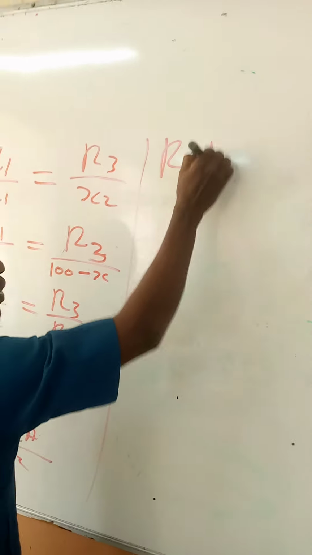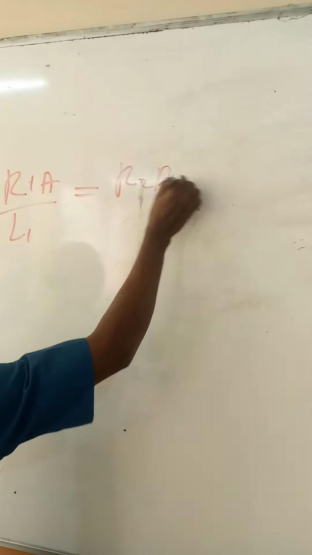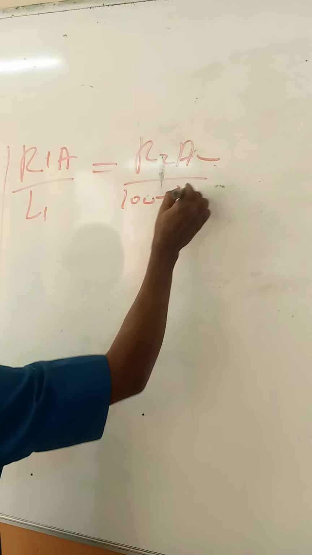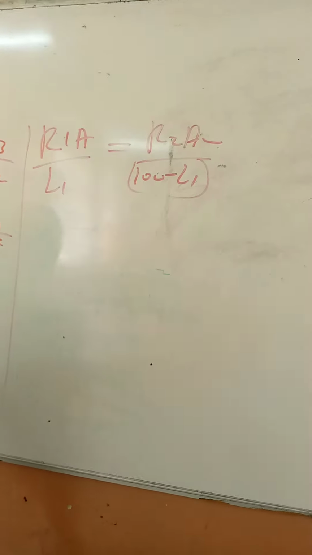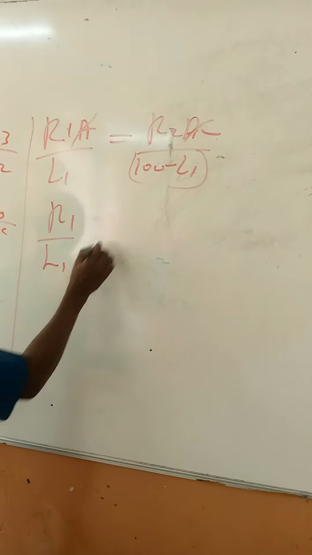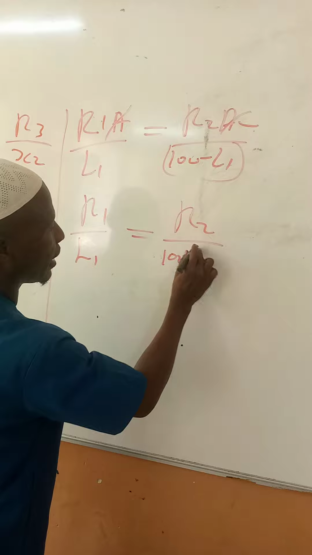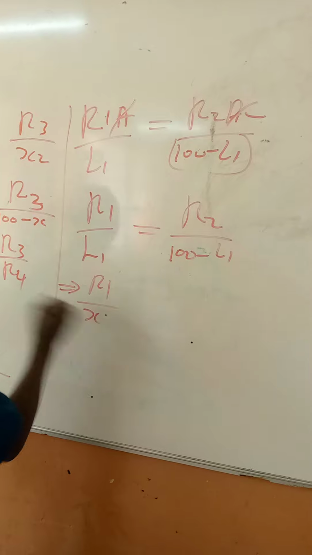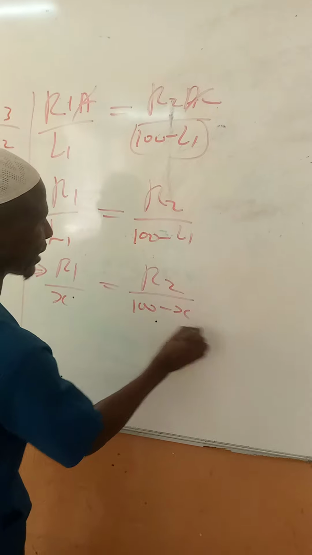So therefore, we are going to have R1, A1 over L1 is equal to R2, A2 over 100 minus L1, since the whole length is 100. Then the cross-sectional area of the wire is constant, so this one cancels this. So at the end of the day, we arrive at R1 over L1 is equal to R2 over 100 minus L1, which is the same thing as R1 over X, according to the first one, is equal to R2 over 100 minus X. So that's why.